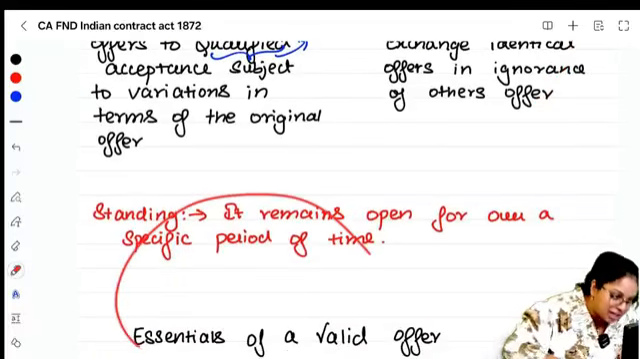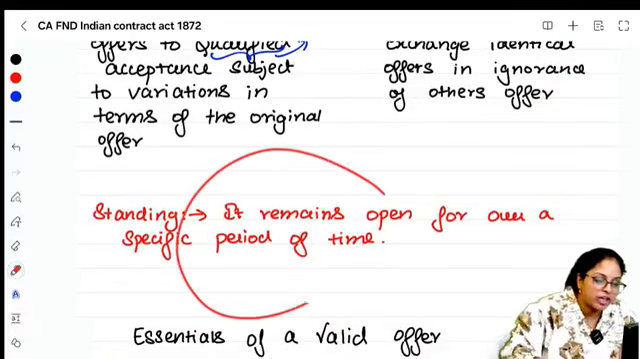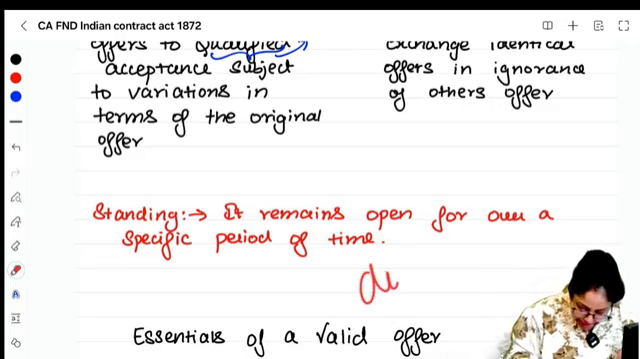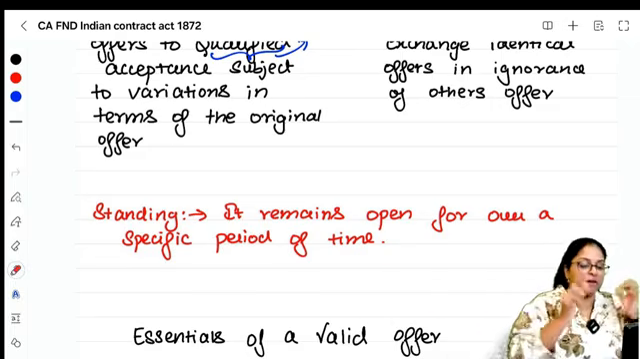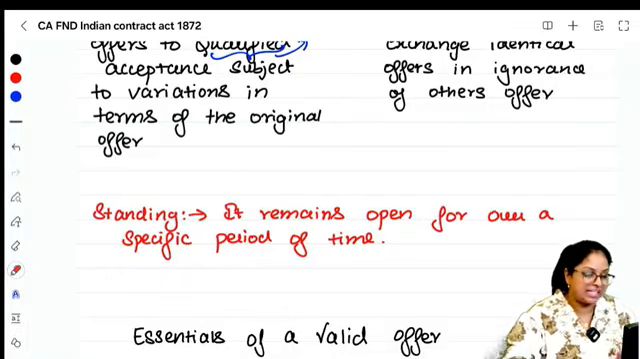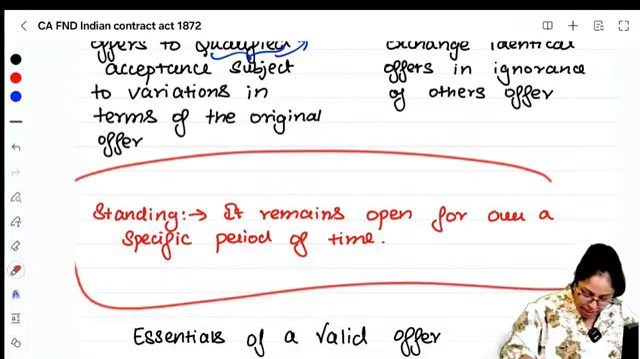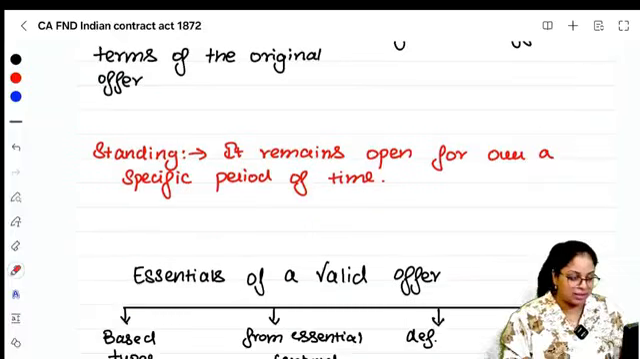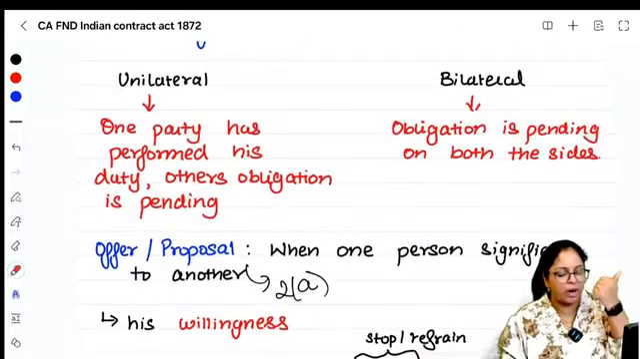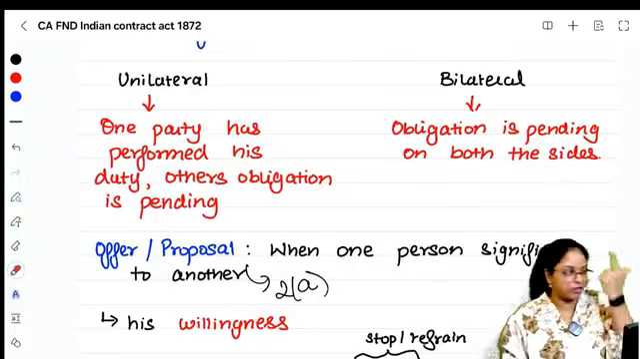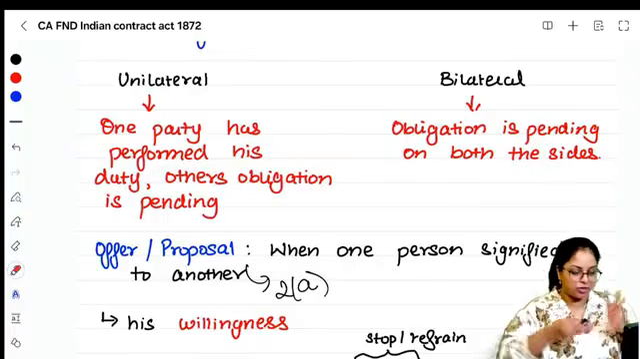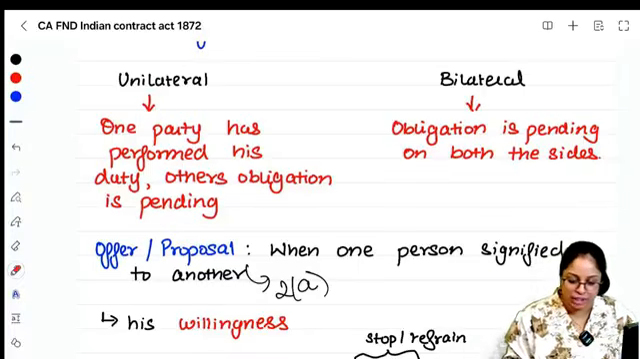And what do you mean by a standing offer? A standing offer is open for a specific period of time. Diwali sale, New Year offer, it is open for 10-15 days of Diwali, 10-15 days of New Year. It is a specific offer. Are you able to understand? So the types of offer are: general offer, specific offer, cross offer, counter offer, and the last one is a standing offer, which is open for a particular period of time.